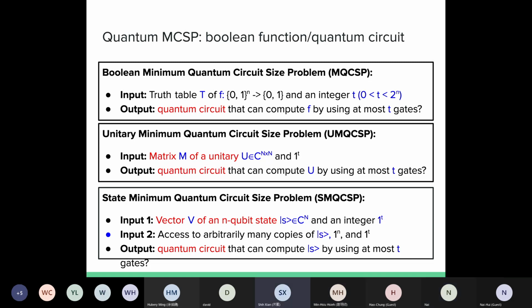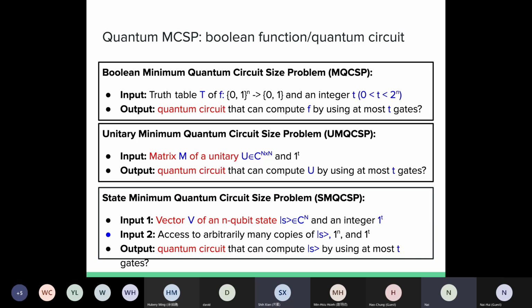Yes, I have one question. Here you say to compute. In the state minimum quantum circuit problem, to compute the state S, I would imagine the initial state is 0 and the final state is state S. But to compute U and compute F, I'm a little bit confused. How do I compute U?